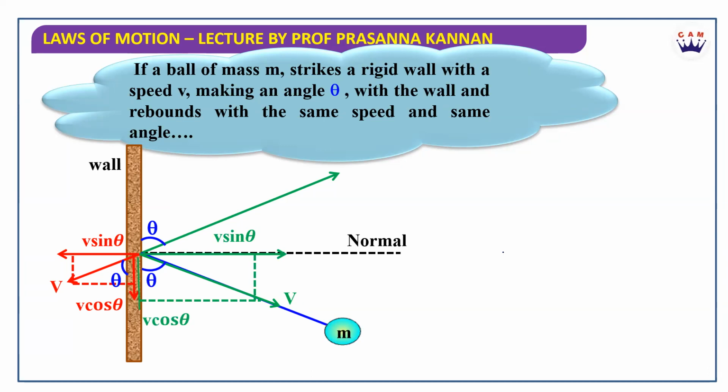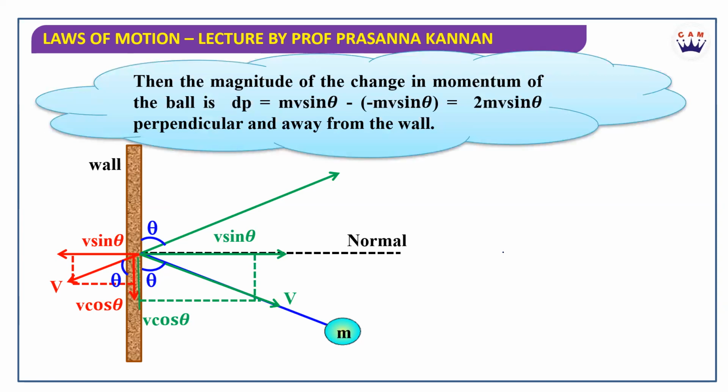Tell me, students, now, what will be the change in momentum in this case? In the previous case, what was it? 2 mv cos alpha. Here it will be 2 mv sin theta. So what will be the force? 2 mv sin theta by t. That's it. So change in momentum is 2 mv sin theta.